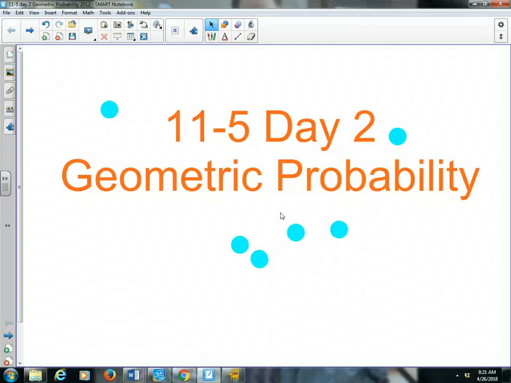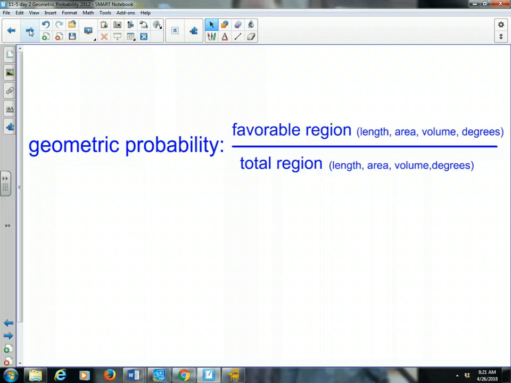Class, here's 11.5, day 2. It's geometric probability today. Let's get a reminder about what probability is, and specifically geometric probability. Probability is the favorable outcomes over the total outcomes. So now when we talk about geometric probability, it's the favorable region, all of these kind of different things.